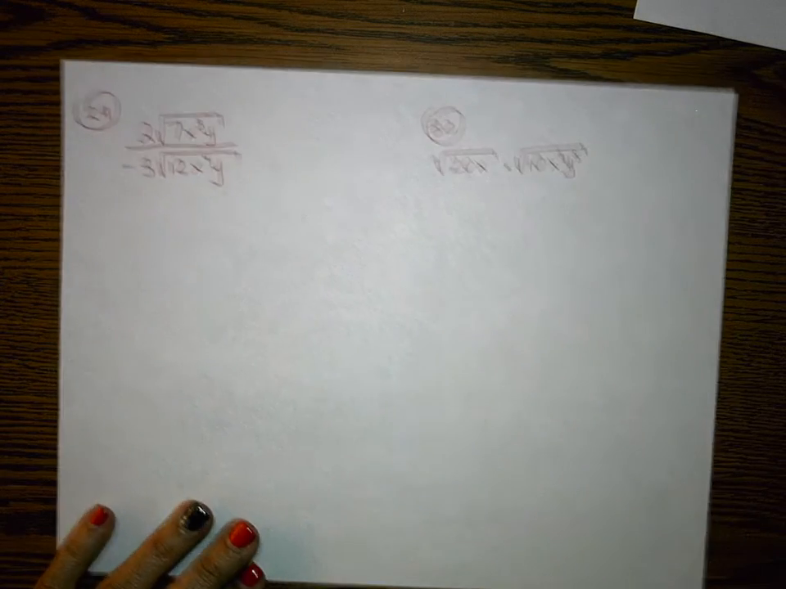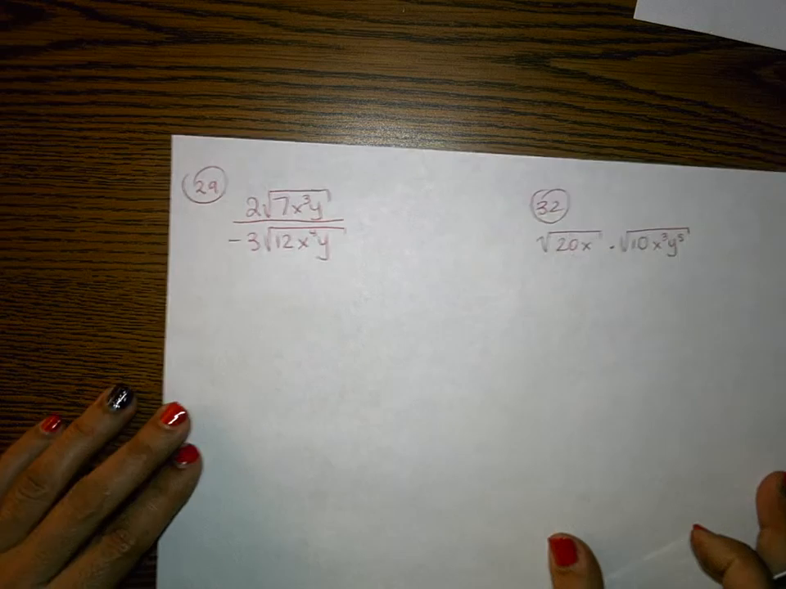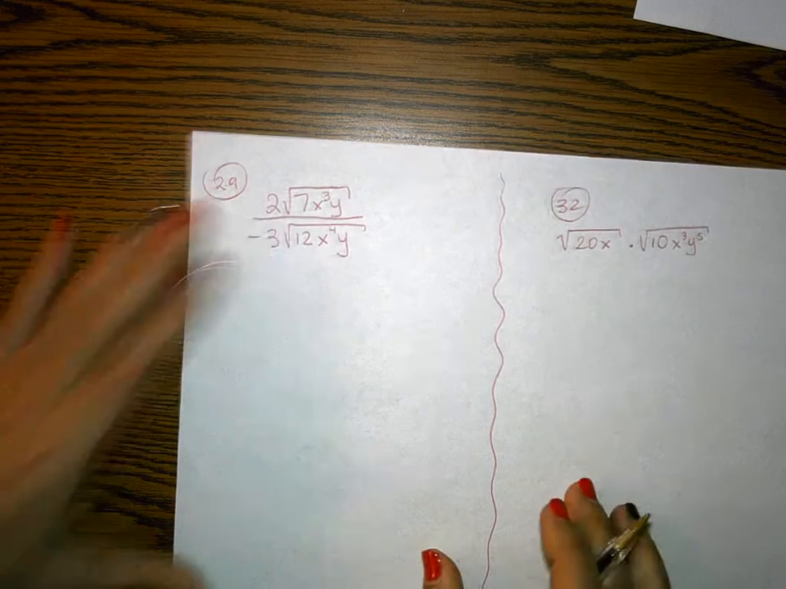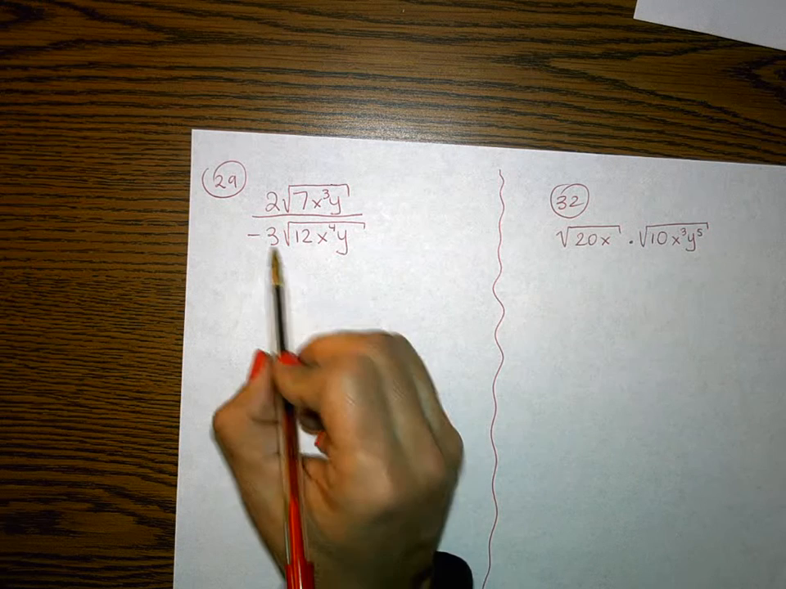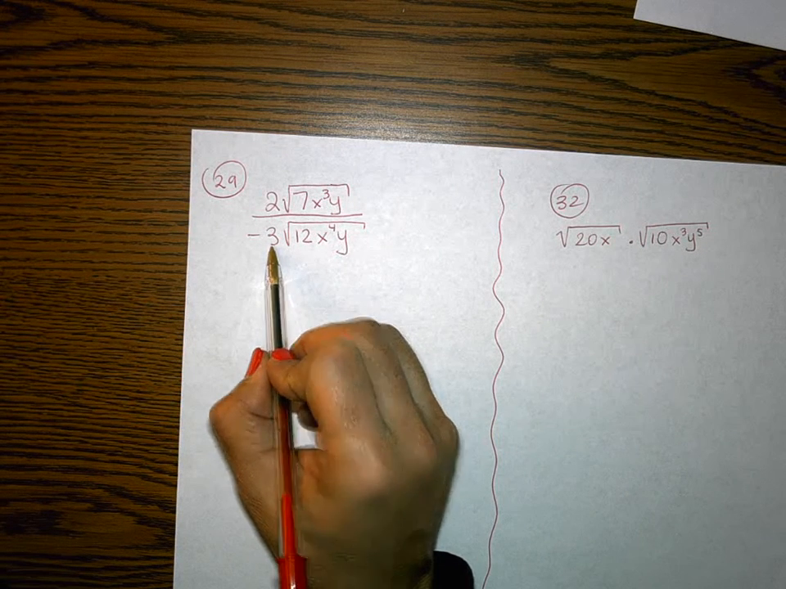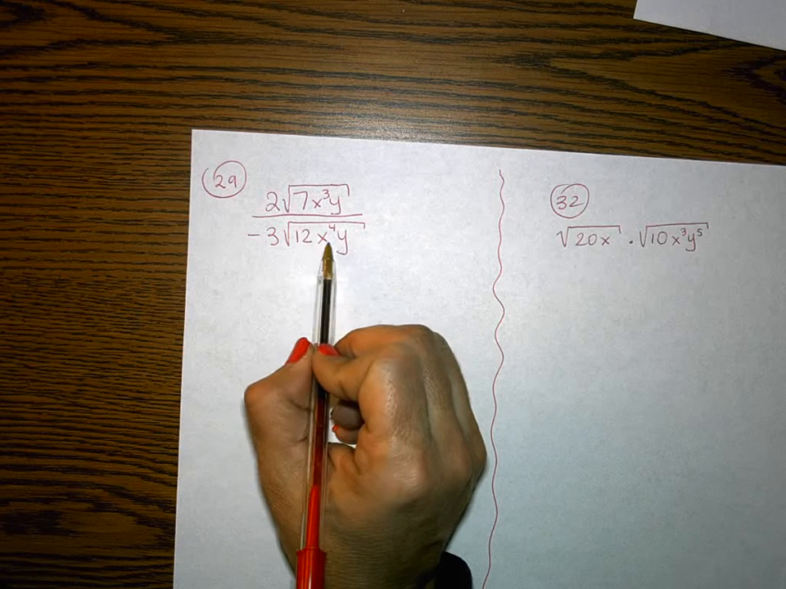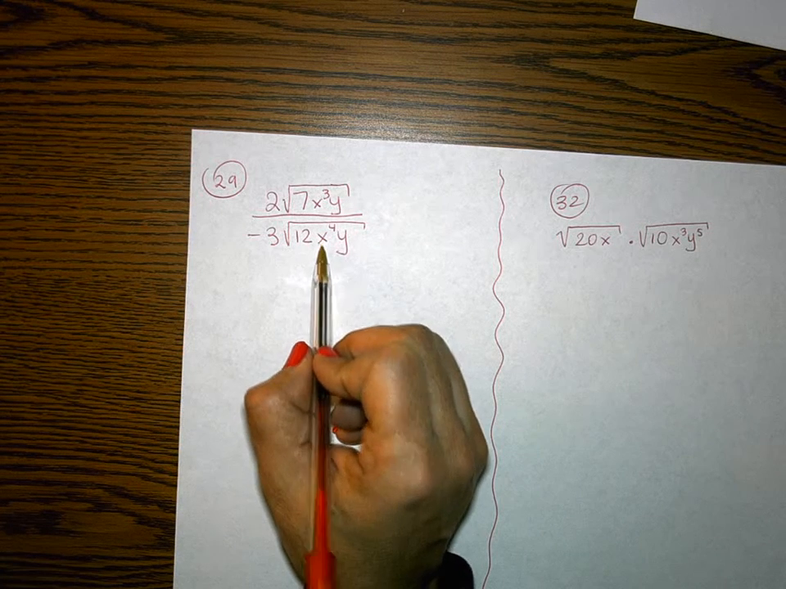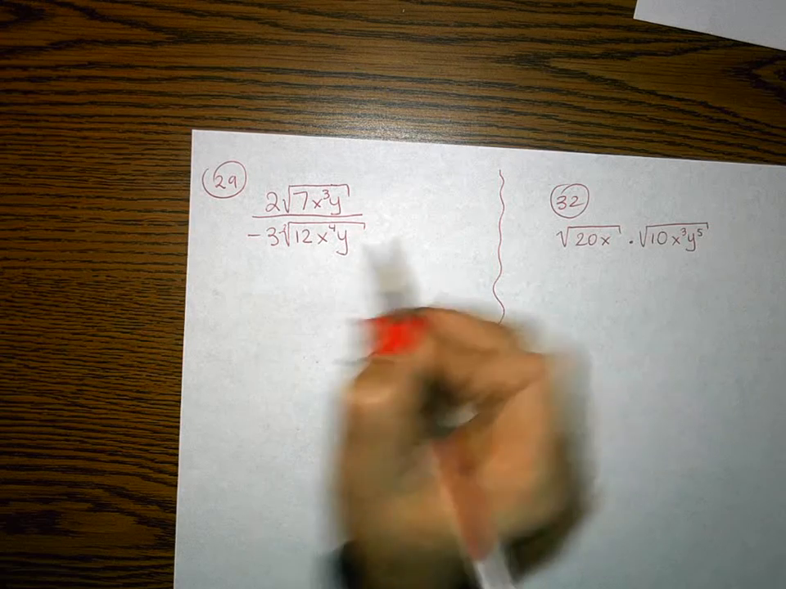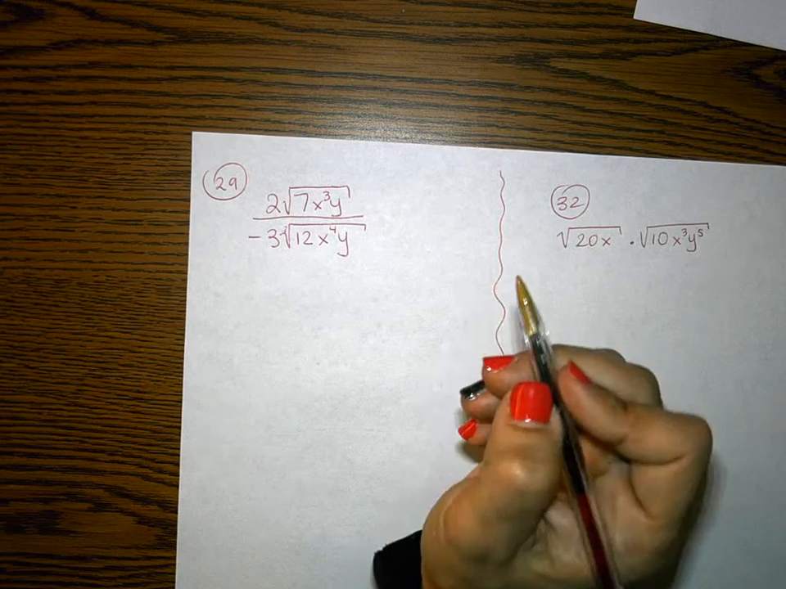Here we go. I have 2 more. Number 29. Okay, let me put a division problem here. 29. I have a -3, which is okay to be in the denominator, but we have no idea what these x's and y's are. We need to get rid of it. We have a square root. Okay, there's an invisible number 2 here, so we need sets of 2.